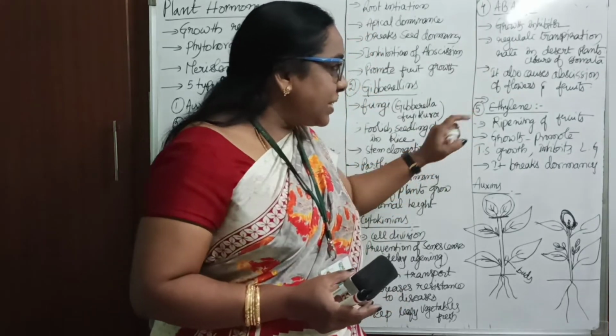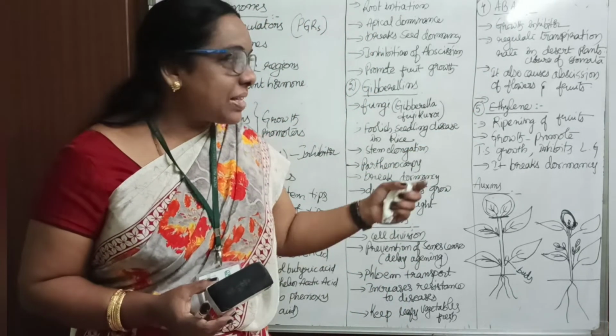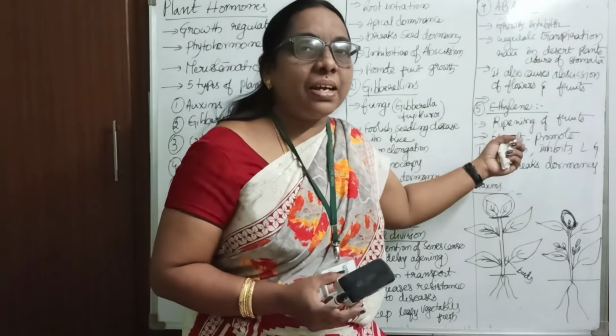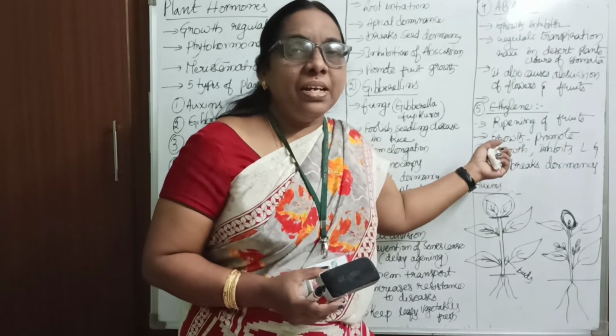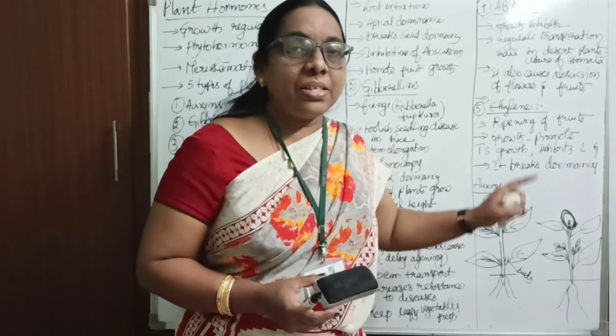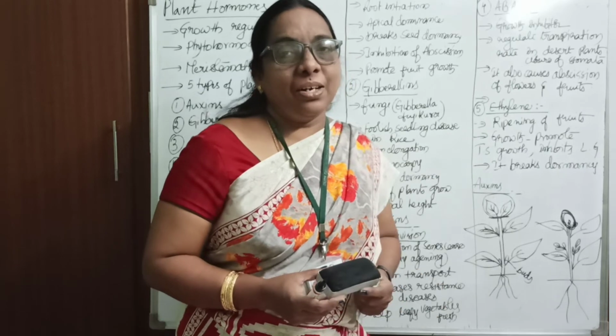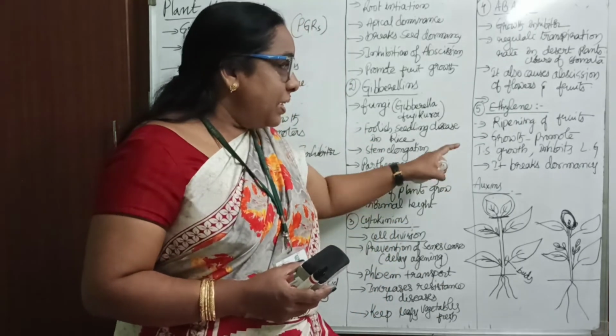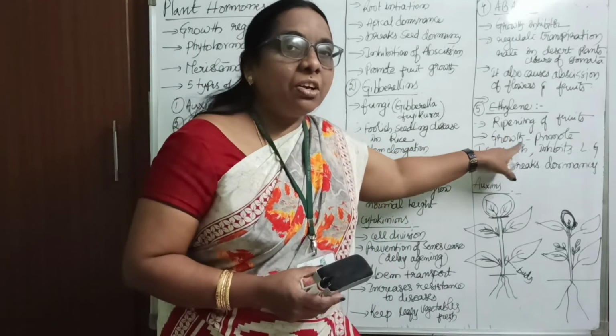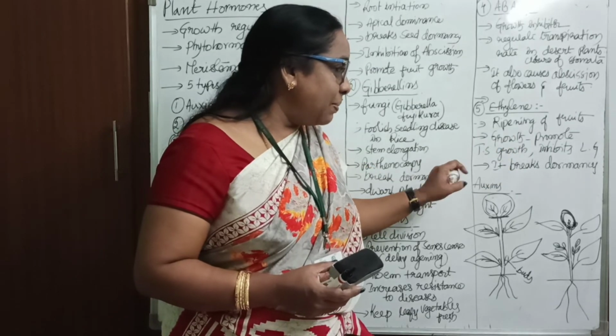Okay, and the last hormone is ethylene, children. Let's come to this ethylene. The main function is ripening of the fruits. This is a gaseous hormone. So it promotes the growth of the fruit and the vegetables.